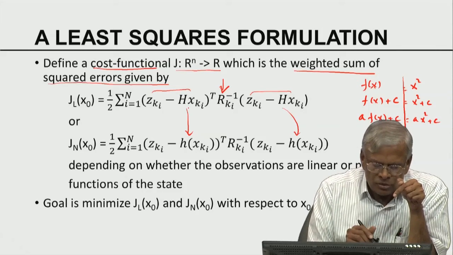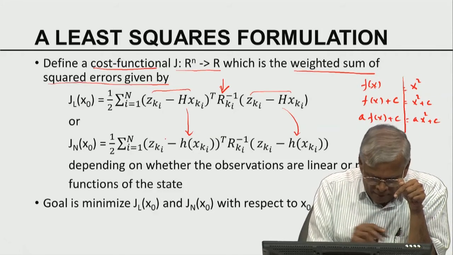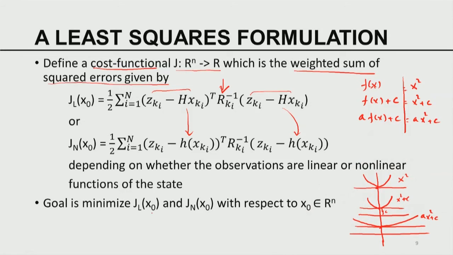So I would like to add a comment to say that JL of x naught or JN of x naught are implicit functions of the state, the state being the initial state. And our job is to be able to minimize these implicit functions. That's the challenge associated with this formulation in the dynamic case.